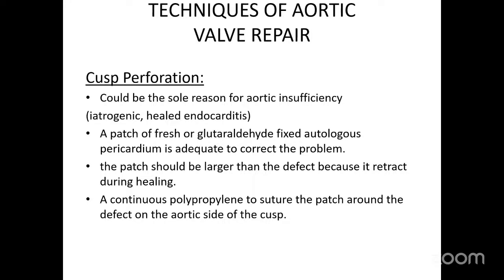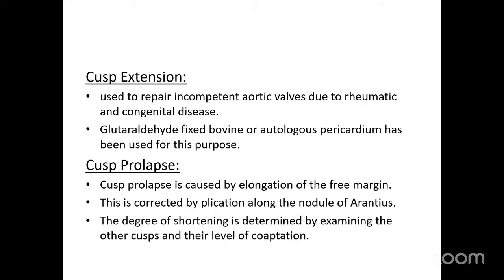The patch should be larger than the defect because it retracts during healing. A continuous polypropylene suture is used to suture the patch around the defect on the aortic side of the cusp. Cusp extension is used to repair incompetent aortic valves due to rheumatic and congenital disease. Glutaraldehyde fixed bovine or autologous pericardium has been used for this purpose.